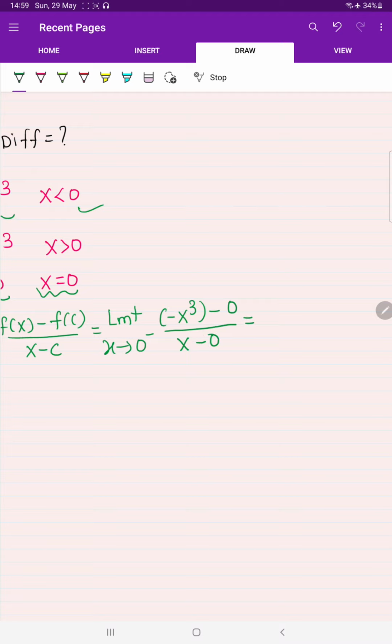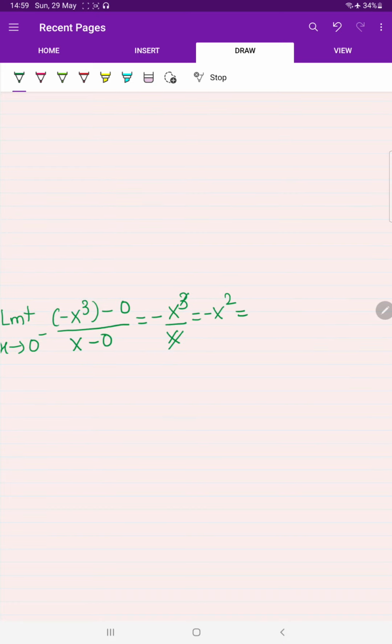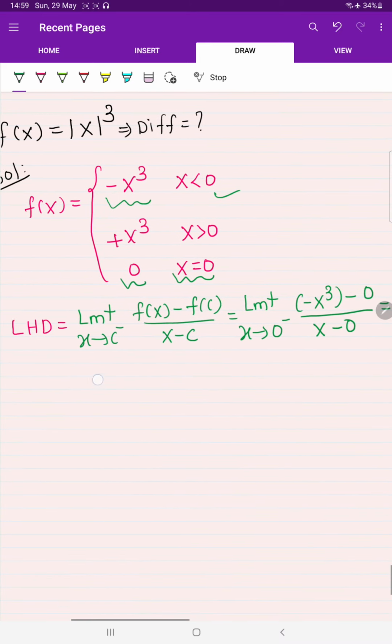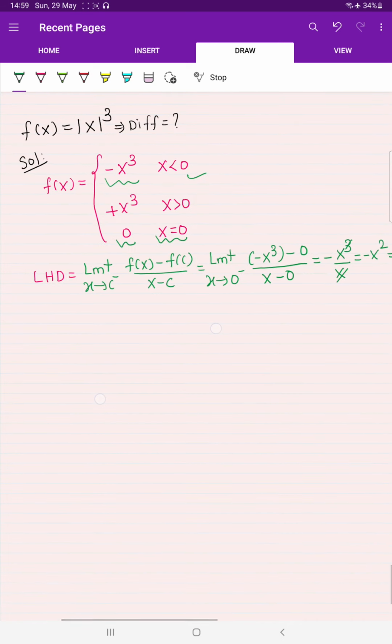If we simplify this function, it can be further written as minus x power 3 by x. One x will get cancelled out. Anyway, it will be minus x power 2. Finally, what am I getting? What is the value of x? X is approaching c. What is the value of c? C is 0. So, x equal to 0 only. Directly, if I substitute 0 here, the left hand side derivative will become 0. Okay, sir. So, we got the conclusion for the first function.